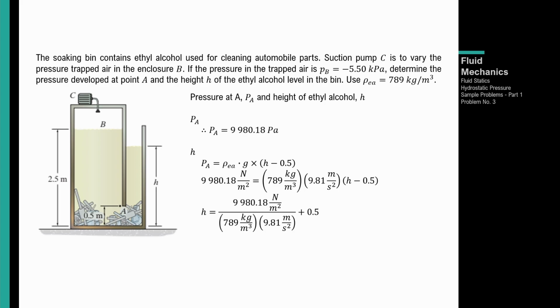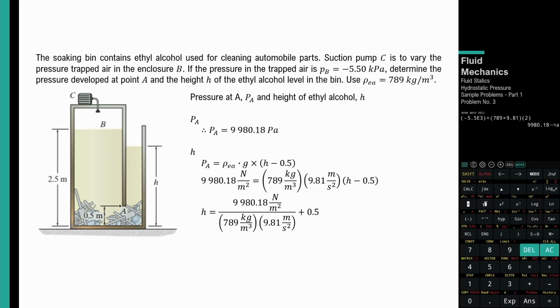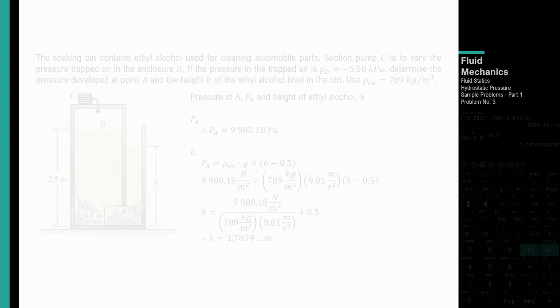So, divide both sides by 789 and 9.81, then add 0.5 to both sides. Therefore, H is equal to the value stored in A over 789 times 9.81, then plus 0.5. So, therefore, the height of the ethyl alcohol H is 1.7894 and so on meters.